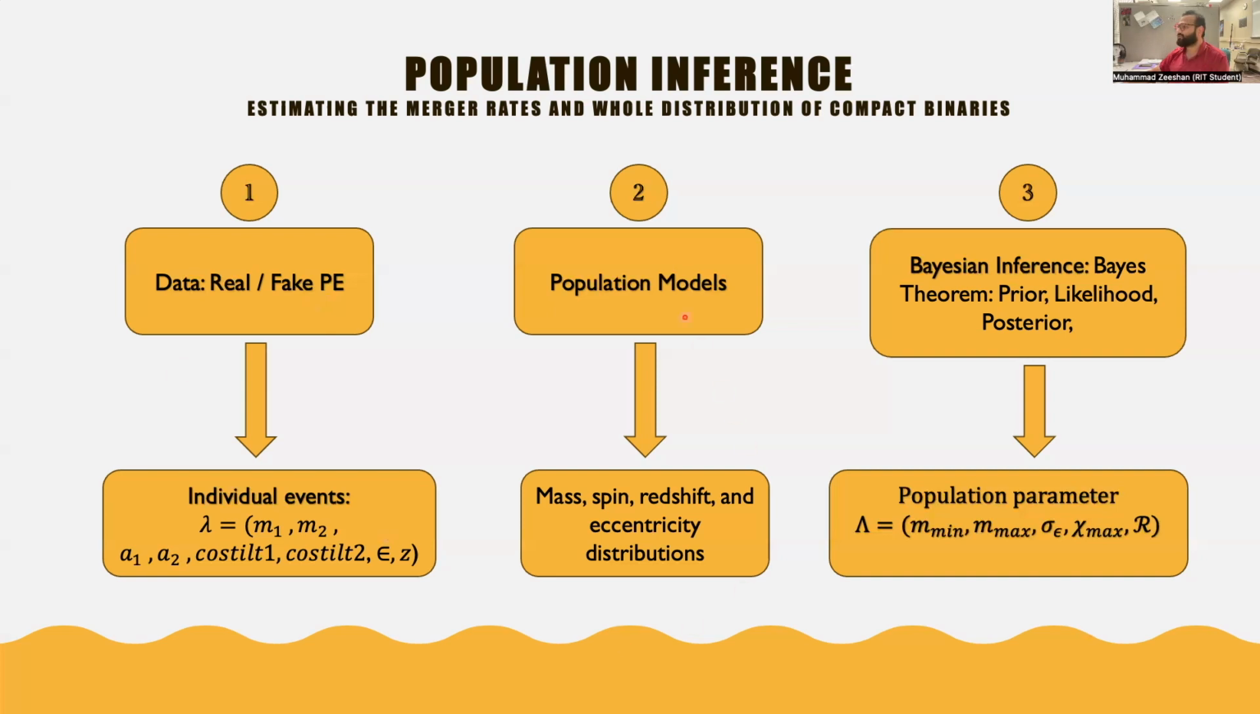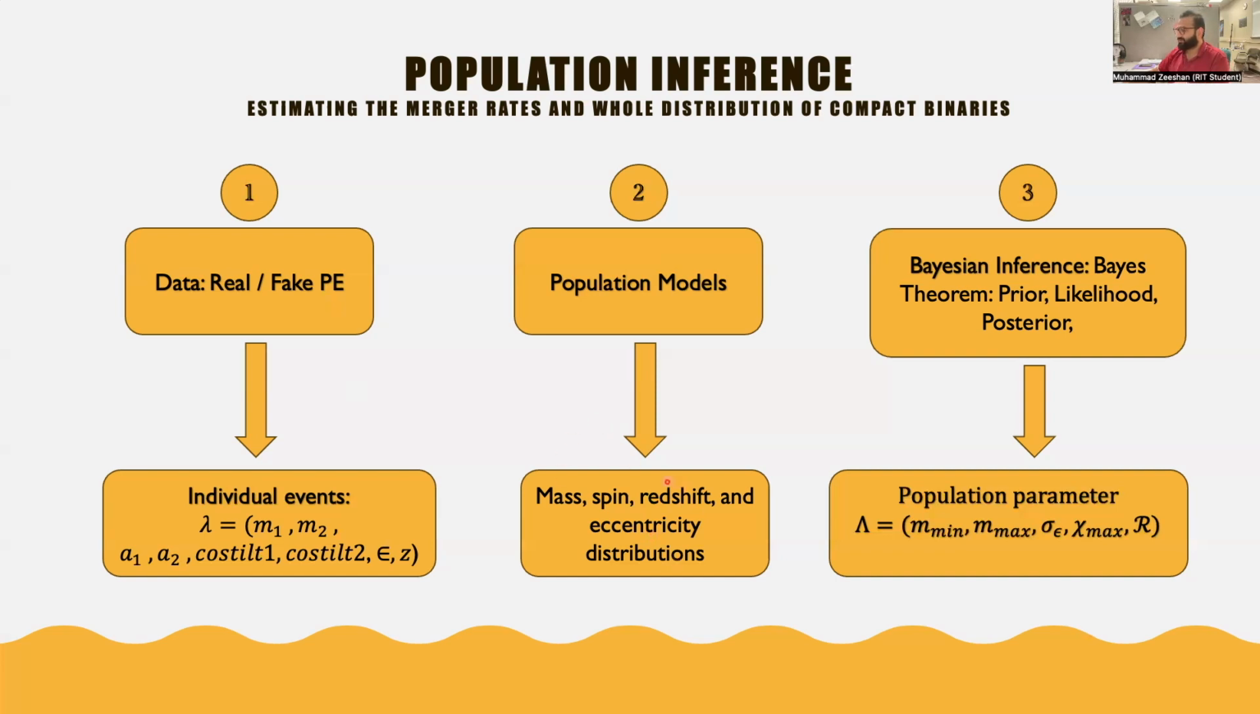Once you have data, then you need a population model. The population model is a technical thing. We build a population model based on the mass, spin, redshift, and eccentricity distributions. For each parameter, we have different distributions. We combine them, and that combination makes a single model, and we call it the model building process. I will explain it later in the slides, but keep in mind mass, spin, redshift, eccentricity have their own separate distributions, and we combine them to build the model.